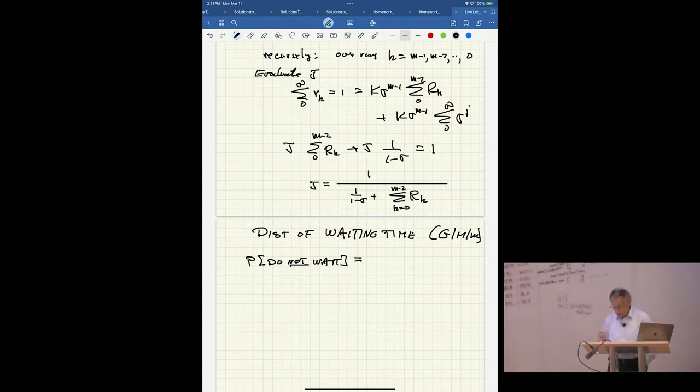And that, by definition, in terms of the cumulative distribution, is capital W of 0. That's the probability you don't have to wait. And what is that? That's a summation over all the R_k's when you arrive, from 0 to m minus 1. That means you find at least one server idle, so you don't have to wait. And what is that? We figured that in terms of our constants. That's a summation of capital J R sub k from 0 to m minus 1. And in principle, we have those numbers now.